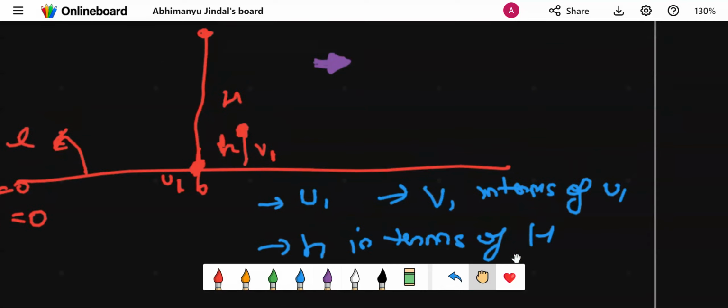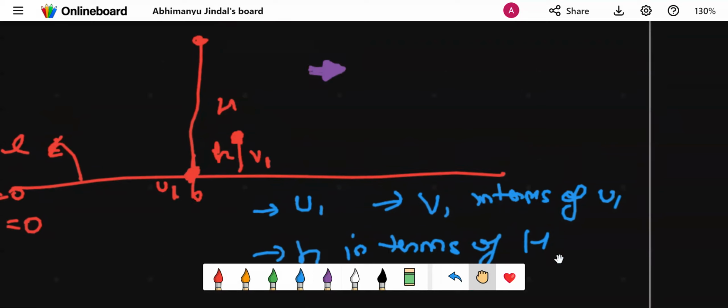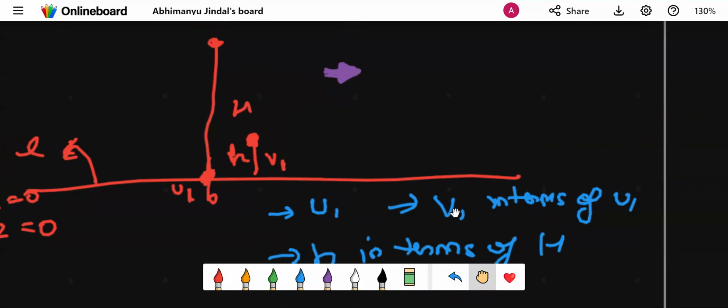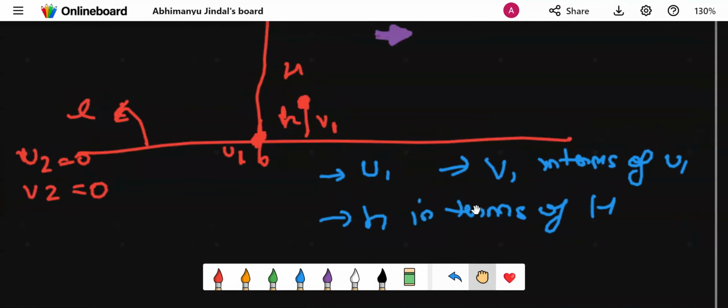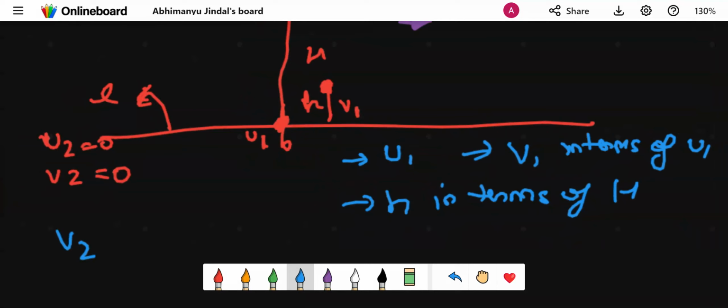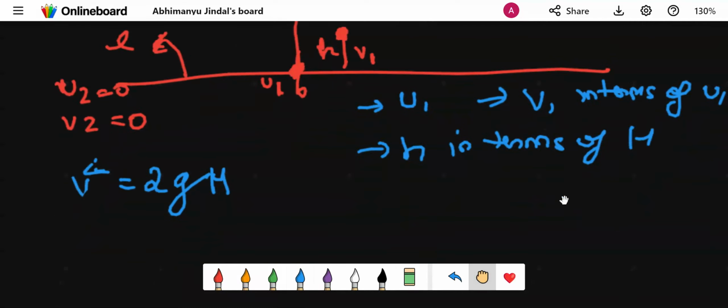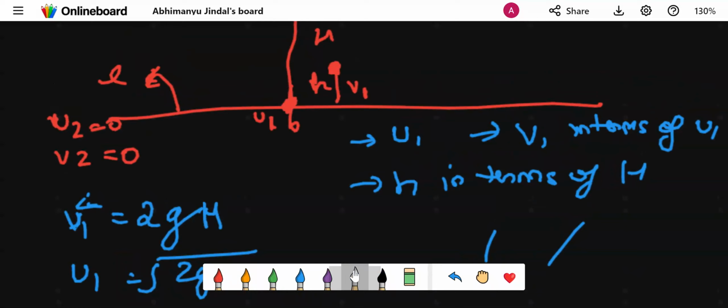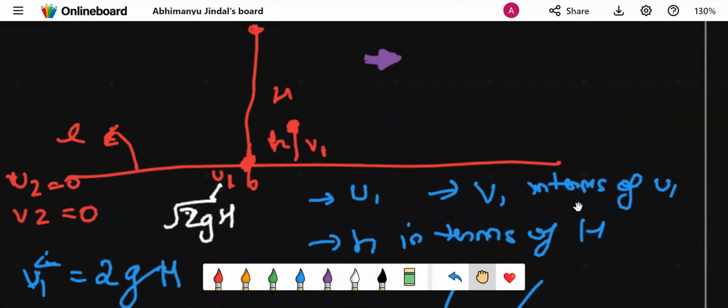Okay, so let's find u1. We can use kinematics. We know that when an object falls from height H, its initial velocity was 0. So I can use the equation which states that v square minus u square equals 2gh. So v equals root 2gh. Not v, sorry, u1. So u1 here is root 2gh. Quite obvious. We studied this in kinematics.